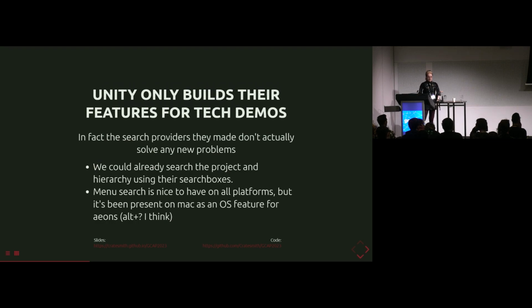Really nice and simple. So secondly, we're back to this problem of Unity only builds features for their tech demos. The really frustrating thing is we already have a search for the hierarchy. We already have a search for the project window. There's little filter boxes in both of those. And even there was a menu search that already existed on Mac, I think it was Alt ? or something like that, and you can just search through the menu.